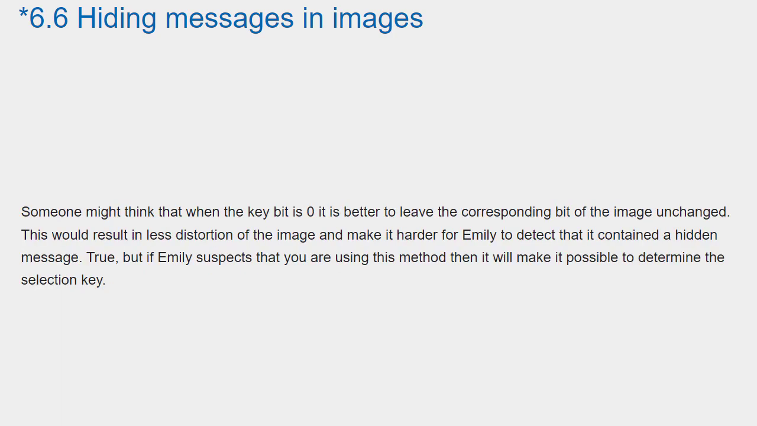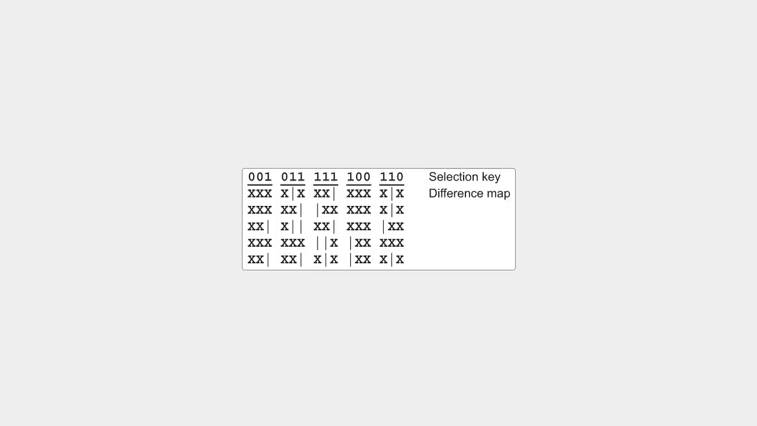Someone might think that when the key bit is 0, it is better to leave the corresponding bit of the image unchanged. This would result in less distortion of the image and make it harder for Emily to detect that it contained a hidden message. True, but if Emily suspects that you are using this method, then it will make it possible to determine the selection key. Suppose this is the case.